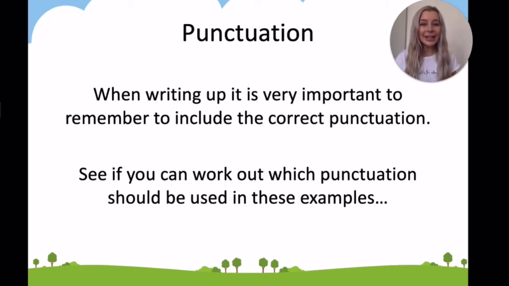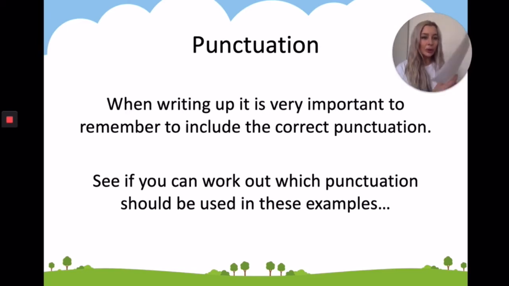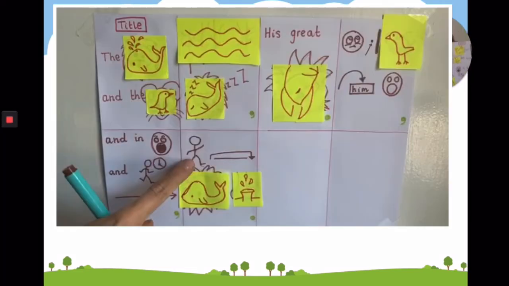In today's lesson, we're going to focus on the importance of punctuation. When writing up, it's really important to remember to include all of the correct punctuation. Now, when you made your original story map, you might have noticed something that I did on the first one. Can you see this?